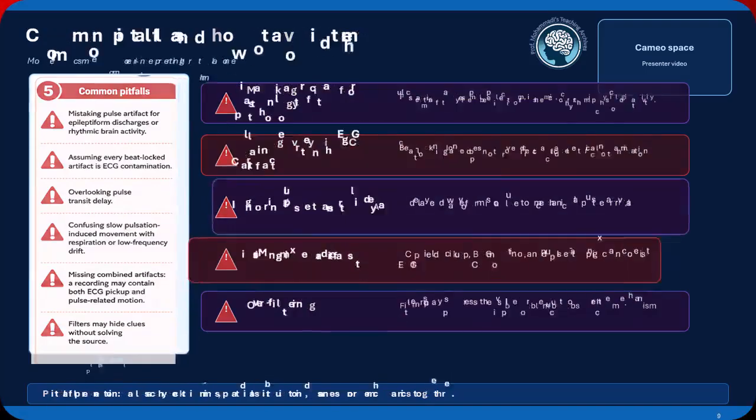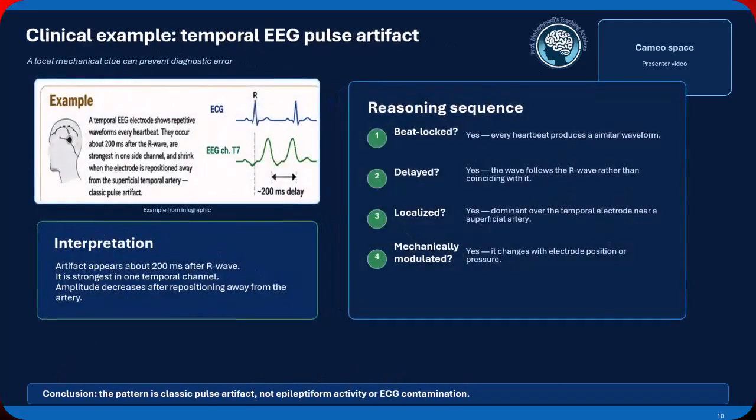Next slide, please. Consider a temporal EEG channel that shows a repetitive waveform with every heartbeat. At first glance, it may appear concerning because it is rhythmic and recurrent. However, the waveform occurs about 200 milliseconds after the R-wave, is strongest in one temporal channel, and decreases when the electrode is repositioned away from the superficial temporal artery. These observations strongly support pulse artifact. This example shows why beat locking alone is not enough. The signal is cardiac-related, but it is not direct ECG contamination and not epileptiform activity.